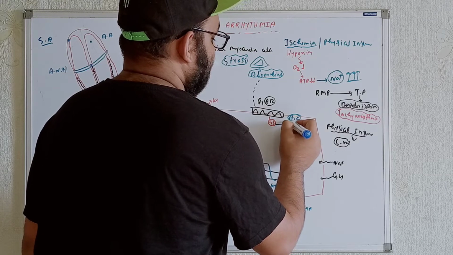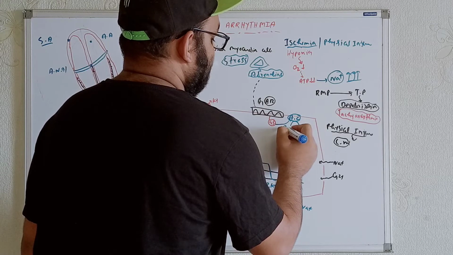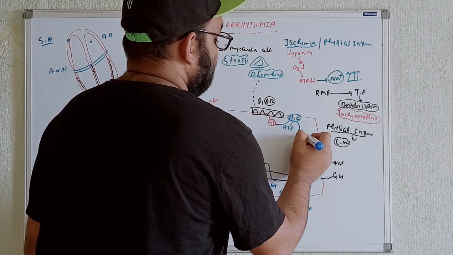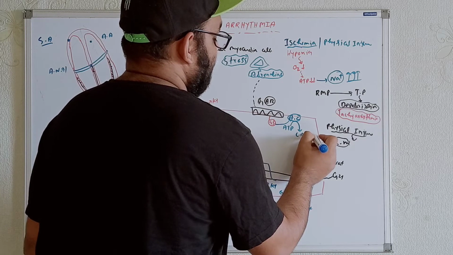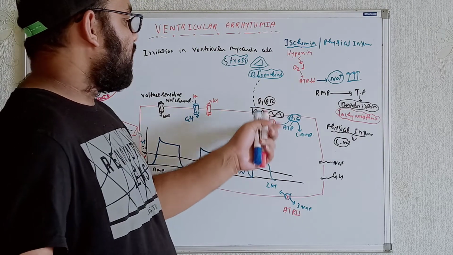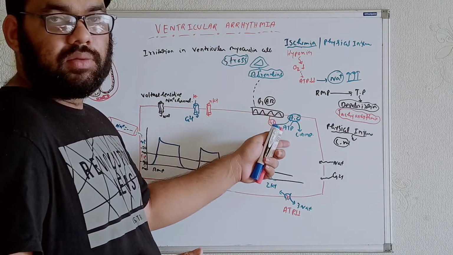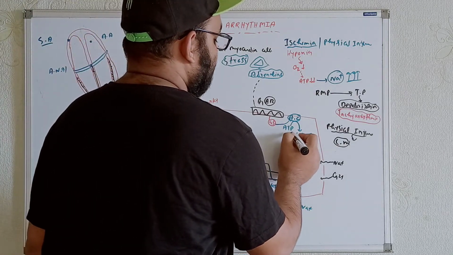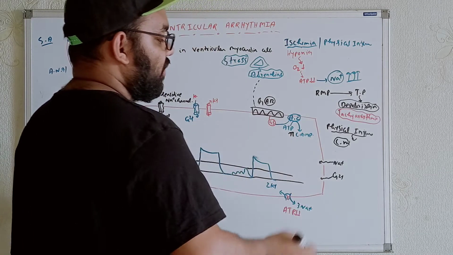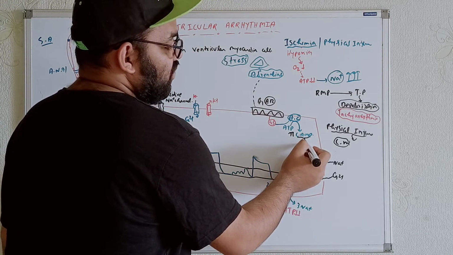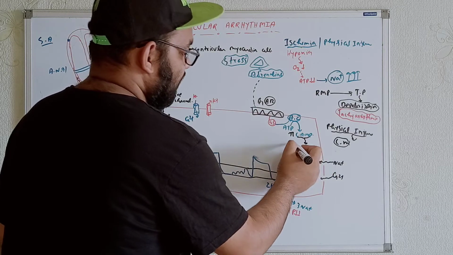Whenever it is activated, it will convert ATP into cyclic AMP. So whenever we get more and more activation, a greater amount of ATP will be broken down into cyclic AMP, so the concentration of cyclic AMP will be higher. And we know that cyclic AMP will activate another enzyme.